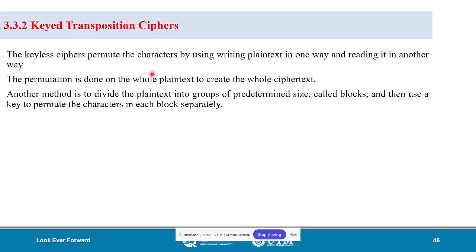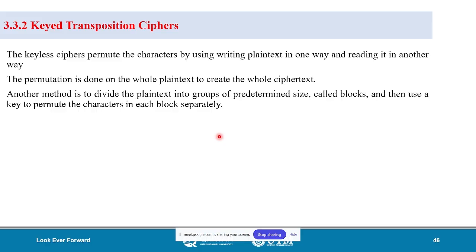The plain text can be handled in one way, where the permutation is done on the whole plain text to create the whole ciphertext. Another method is to divide the plain text into groups of predetermined size, called blocks, and then use a key to permute the characters in each block separately. The idea here is we have a plain text.